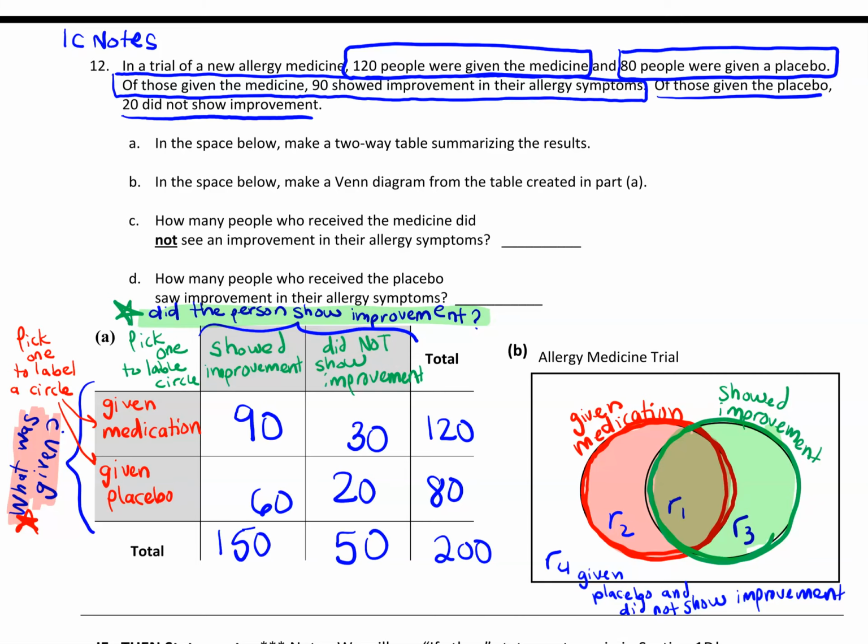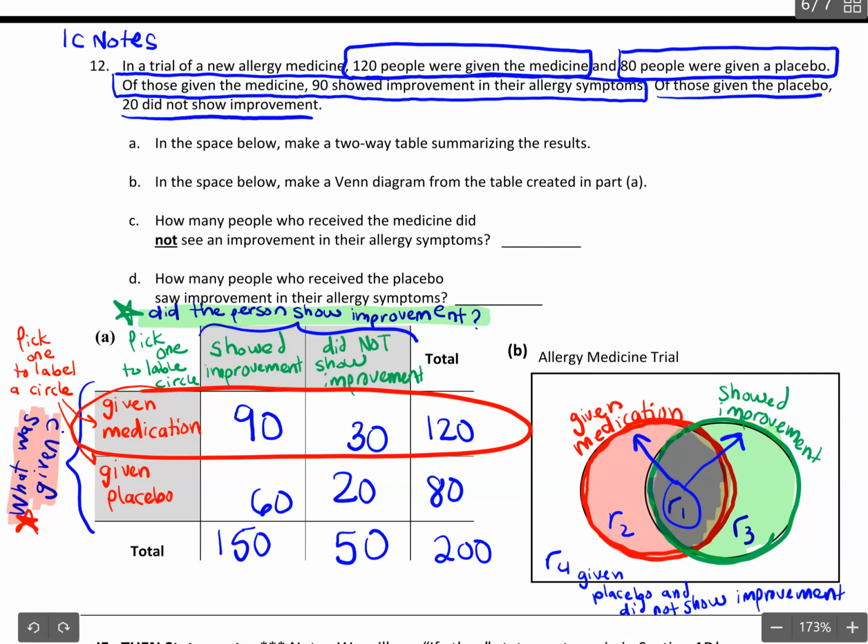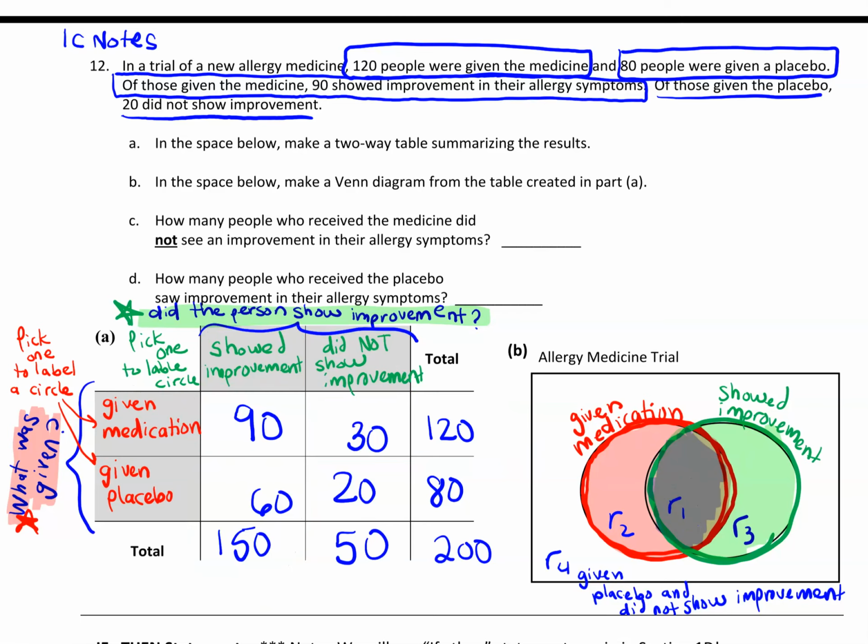It's usually easiest to start with the intersection. So let's start with R1. What do I know about R1? Well, the people in R1, they were given the medication and they showed improvement. Let's locate that in our Venn diagram. So I went to the medication row, the improvement column, and I see that's 90 people. So I'm going to record a 90 in the region that I happen to label region 1.